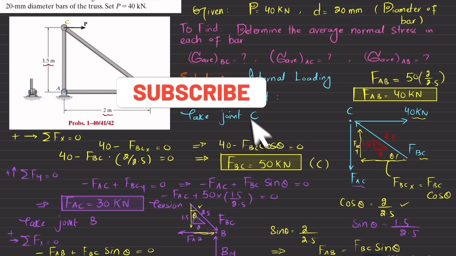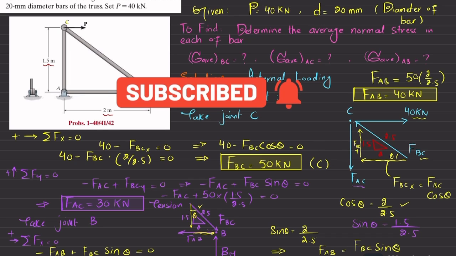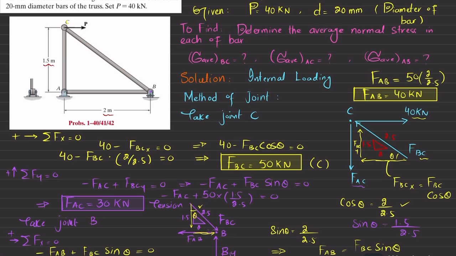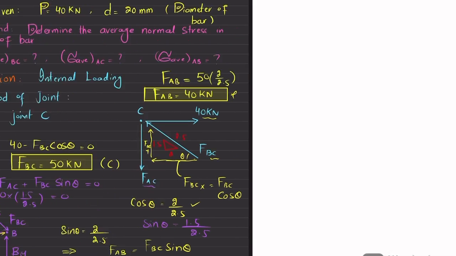Now as a result, the force in this member will be in tension. Clear? So I will write it, this is tension. Now we'll find the average normal stress. We know that average normal stress is equal to force per unit area. Area will be obtained by using this formula, pi by 4 d square.